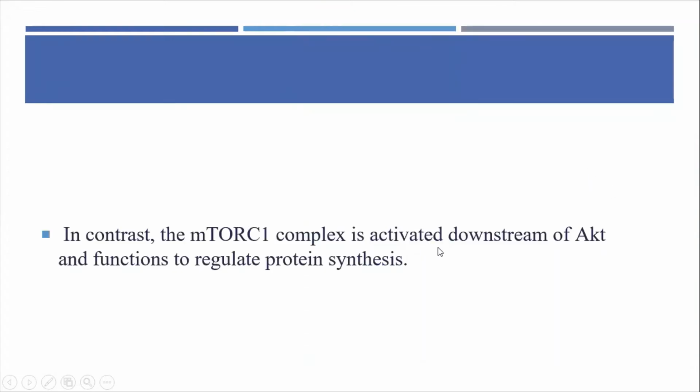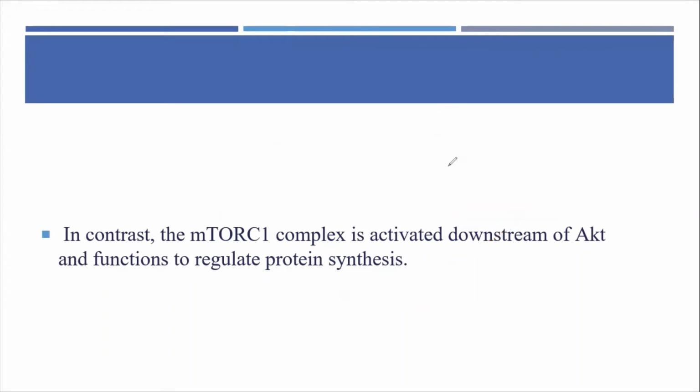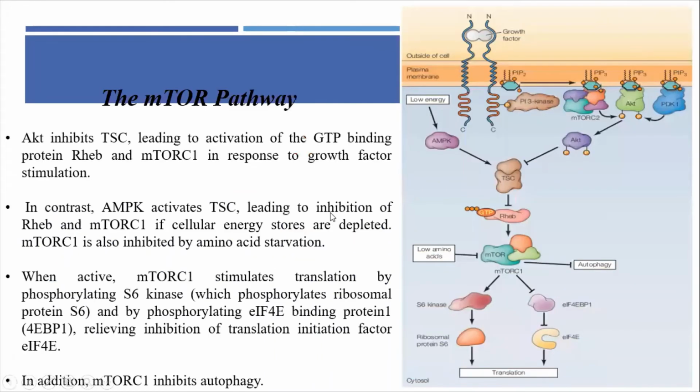In contrast, there is the mTORC1 complex, which is activated downstream of AKT and functions to regulate protein synthesis. So in the mTOR pathway, there are two complexes. The first is your mTORC2, which is going to phosphorylate and activate AKT. Now the second one comes downstream of AKT, that is, below it comes your mTORC1. This is for your protein synthesis, whether to translate or not to translate. Clear? So this is your mTOR pathway.